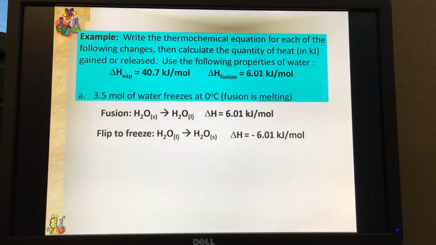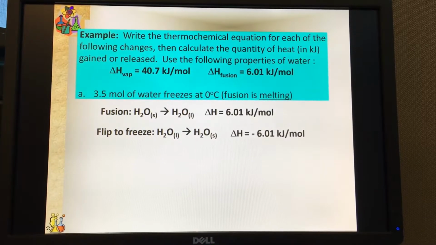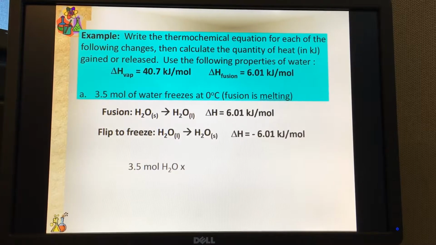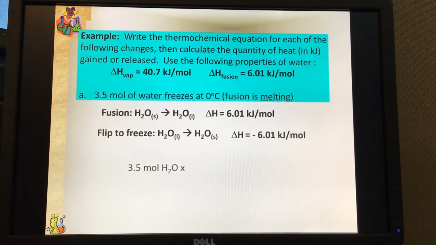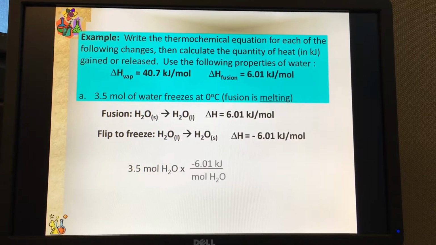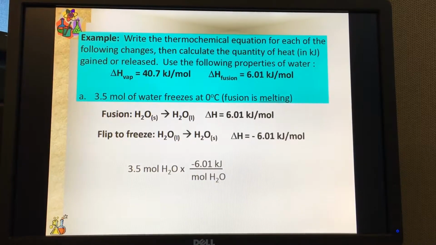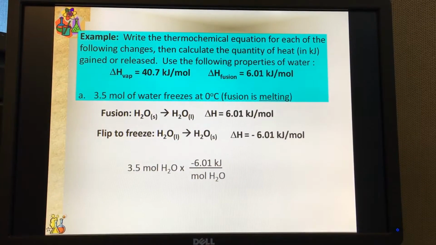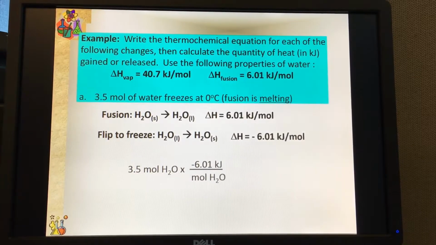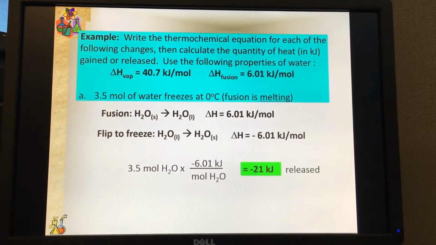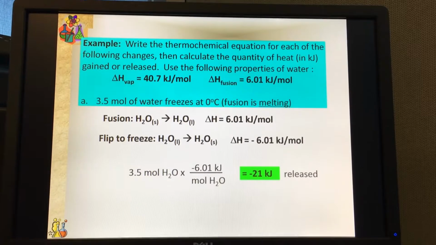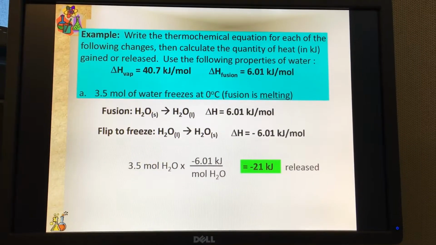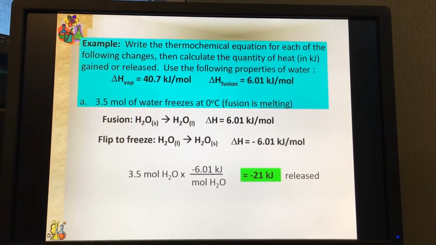So to do this thermochemical problem, we'll begin by writing down our 3.5 moles of water that we want to freeze at 0 degrees Celsius. We'll then use the enthalpy of freezing to convert moles of water into kilojoules. If we had 1 mole of water freezing, 6.01 kilojoules would be released, but we have 3.5. Moles of water will cancel out, and overall, I'll be able to figure out that 3.5 moles of water freezing releases 21 kilojoules of heat energy.